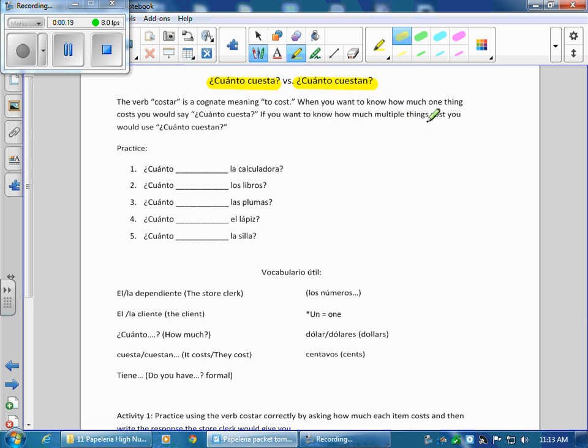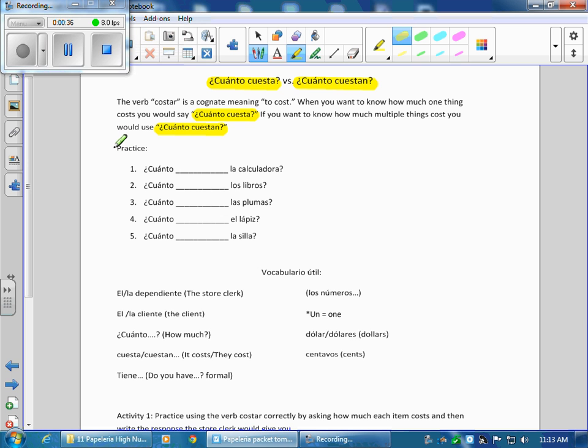So when you want to know how much one thing costs, you would say cuánto cuesta. That's the singular version of the verb costar. If you want to know how much multiple things cost, you would use cuánto cuestan. So the difference is really the A versus the AN.